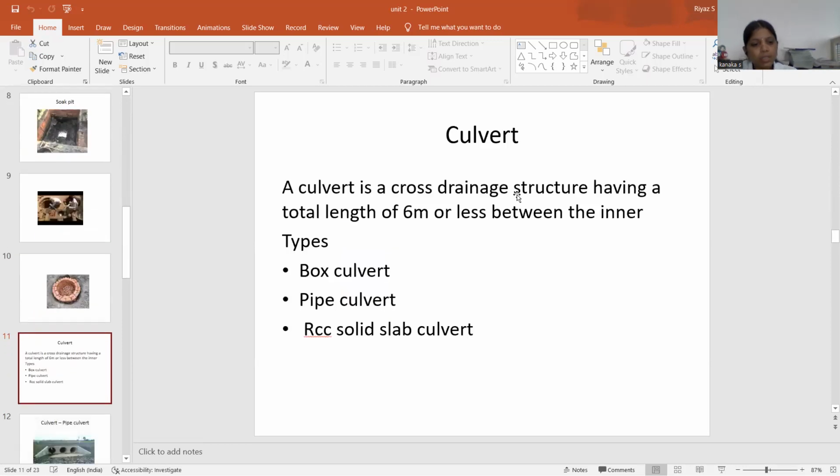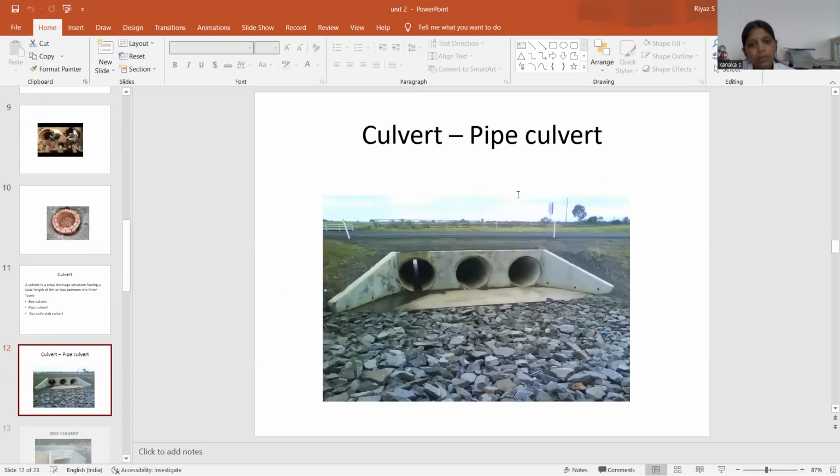Next one is culvert. A culvert is a cross drainage structure having a total length of 6 meters or less between the inner faces. So the first type is box culvert, the second one is pipe culvert, and the next one is RCC solid slab culvert. So these are the culvert types.